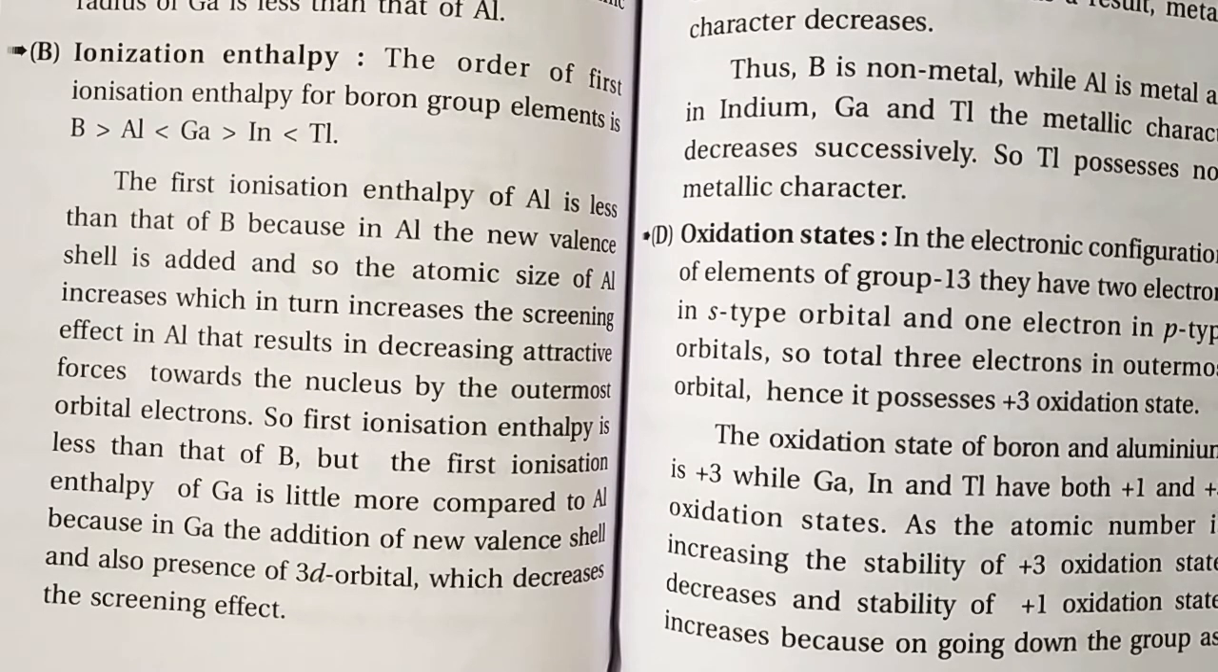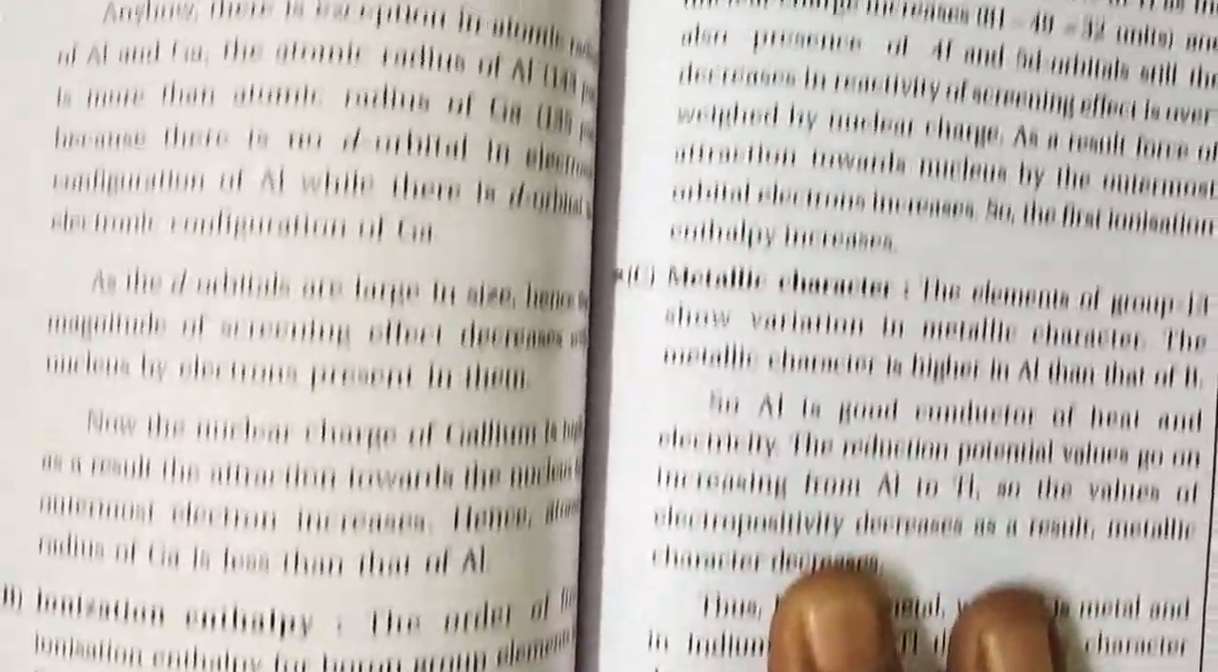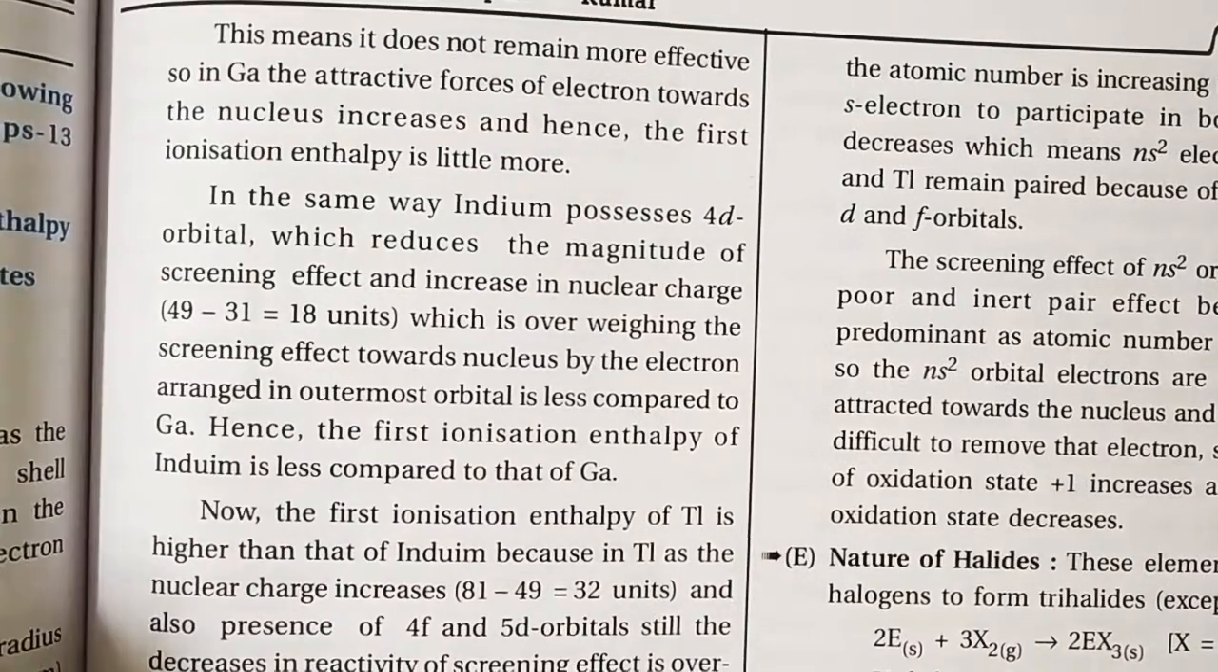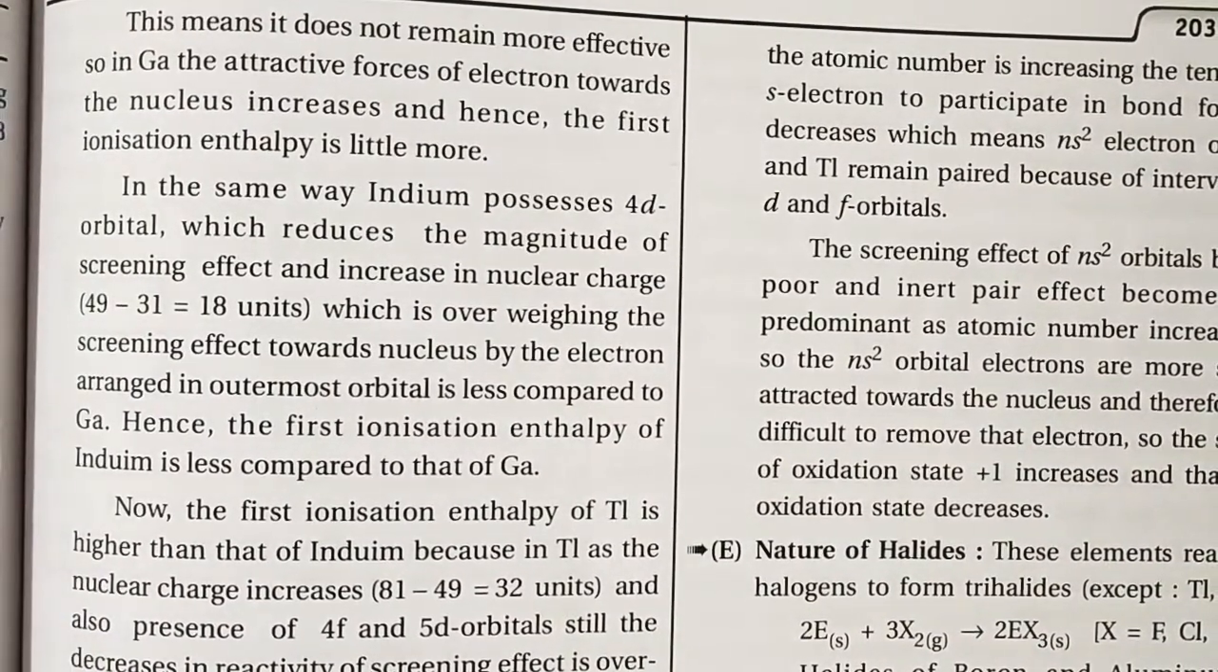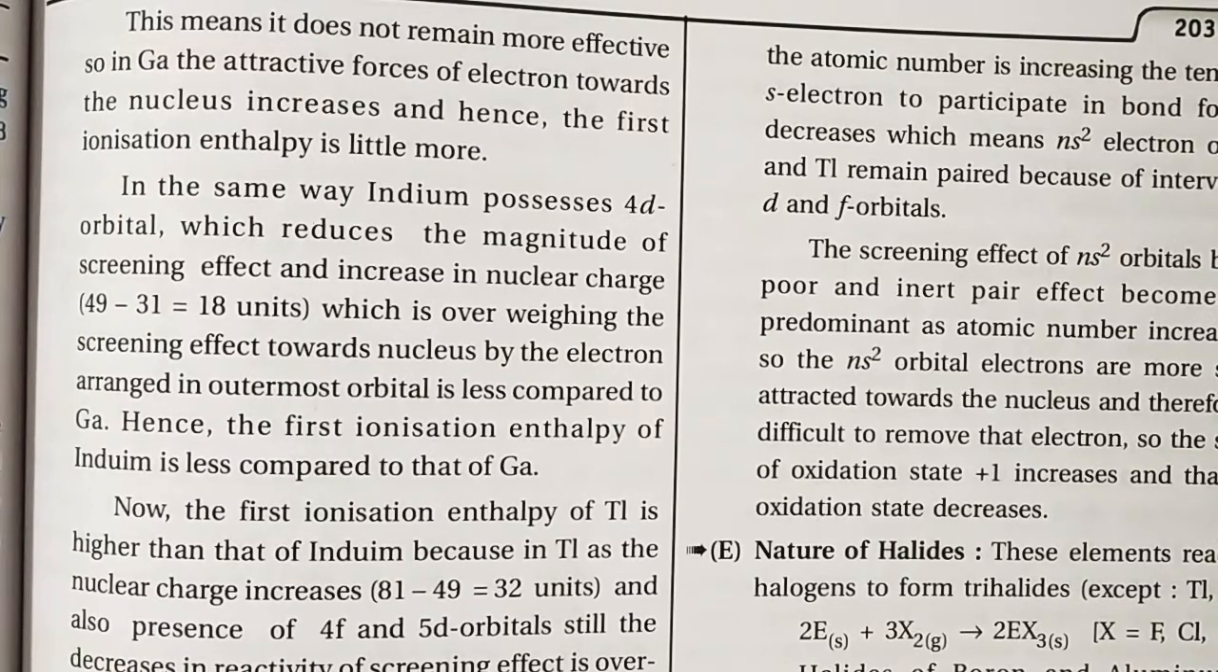But the first ionization enthalpy of gallium is a little more compared to aluminium because in gallium there is the addition of a new valence shell and also the presence of 3d orbitals, which decrease the screening effect. So the screening effect doesn't remain as effective. So in gallium the attractive force of the electrons towards the nucleus increases, hence the first ionization enthalpy is a little more.